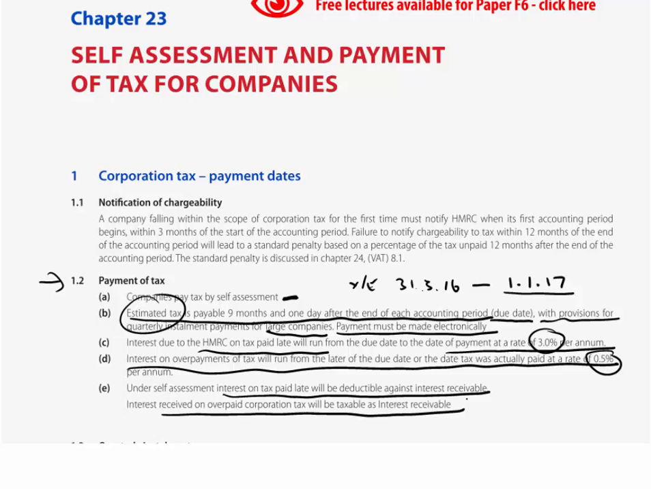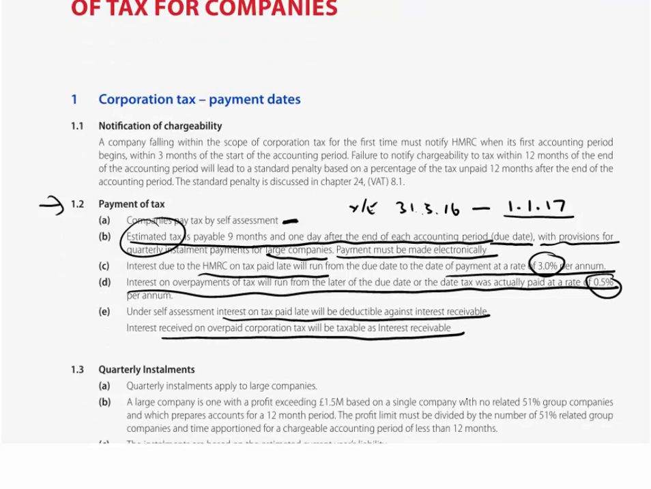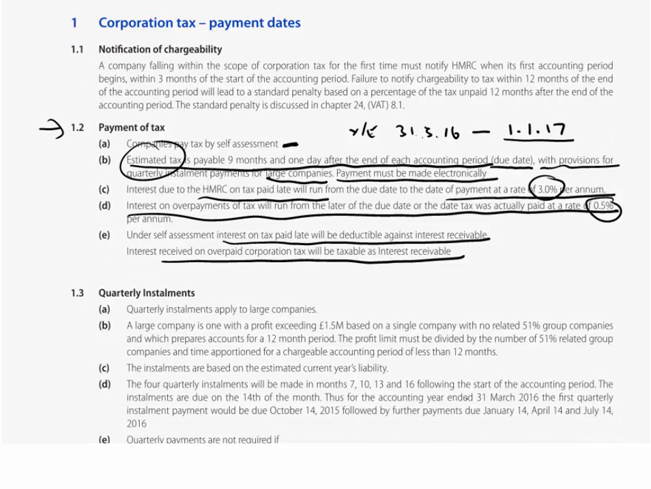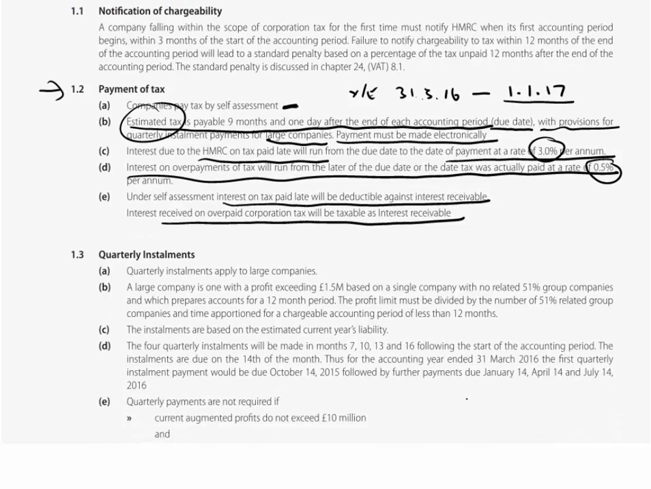So as long as no quarterly instalment payments are due in relation to the end of the accounting period, it's a simple scenario. The tax falls due 9 months and 1 day after the end of the accounting period. But quarterly instalments apply to what we've always known as large companies, now simply companies that have their profit figures in excess of their relevant profit limit. Large companies want with a profit exceeding 1.5 million.